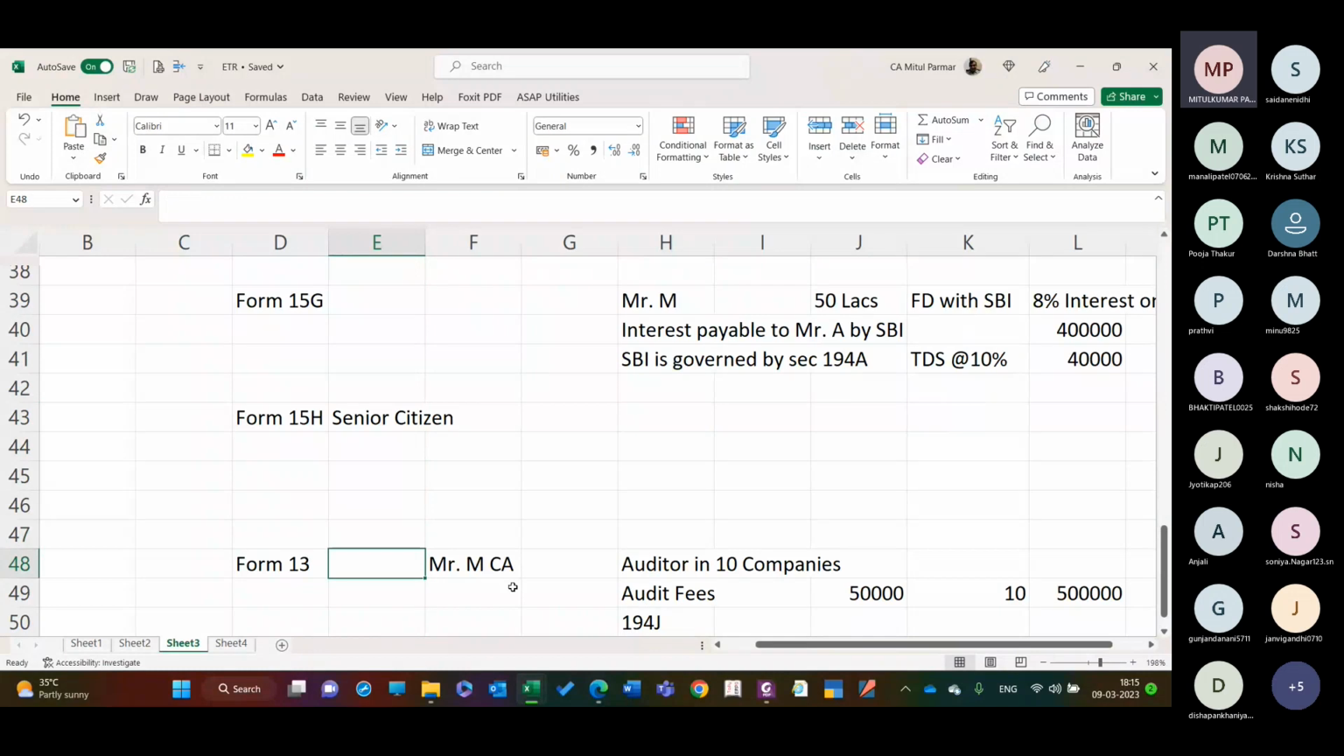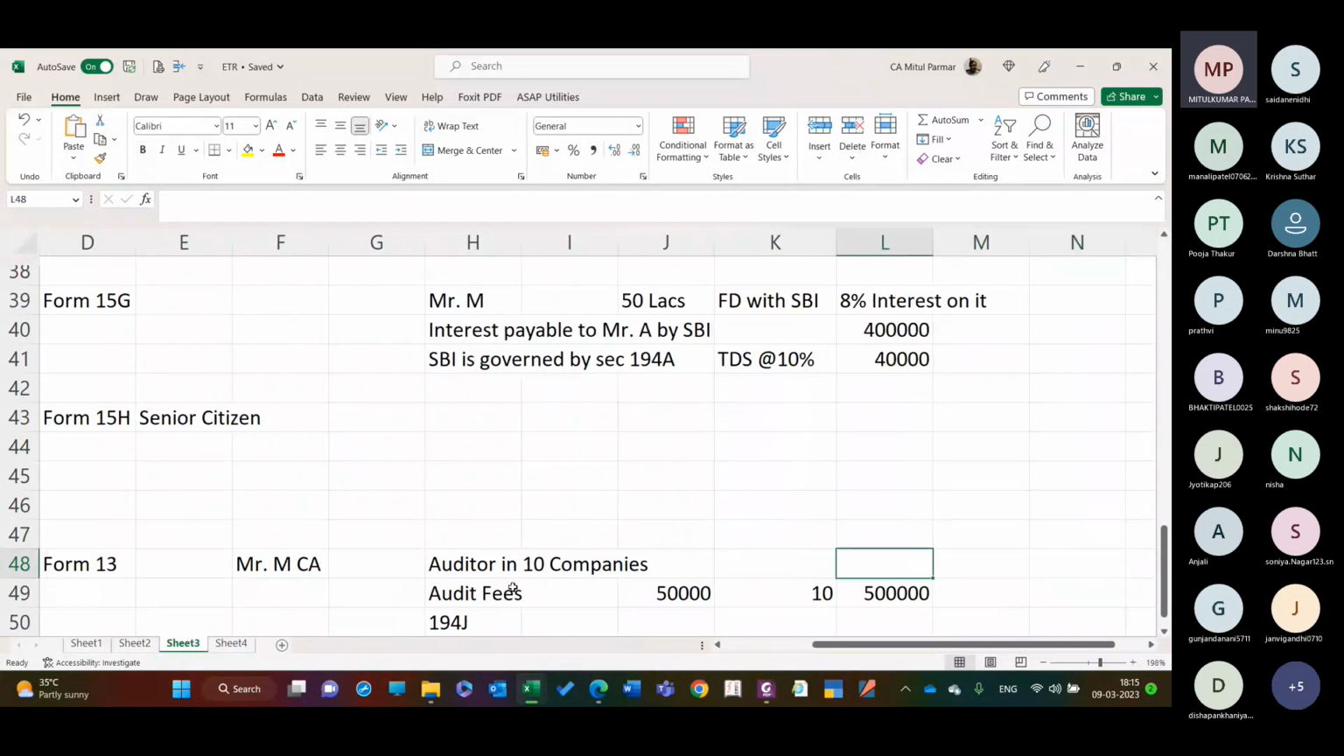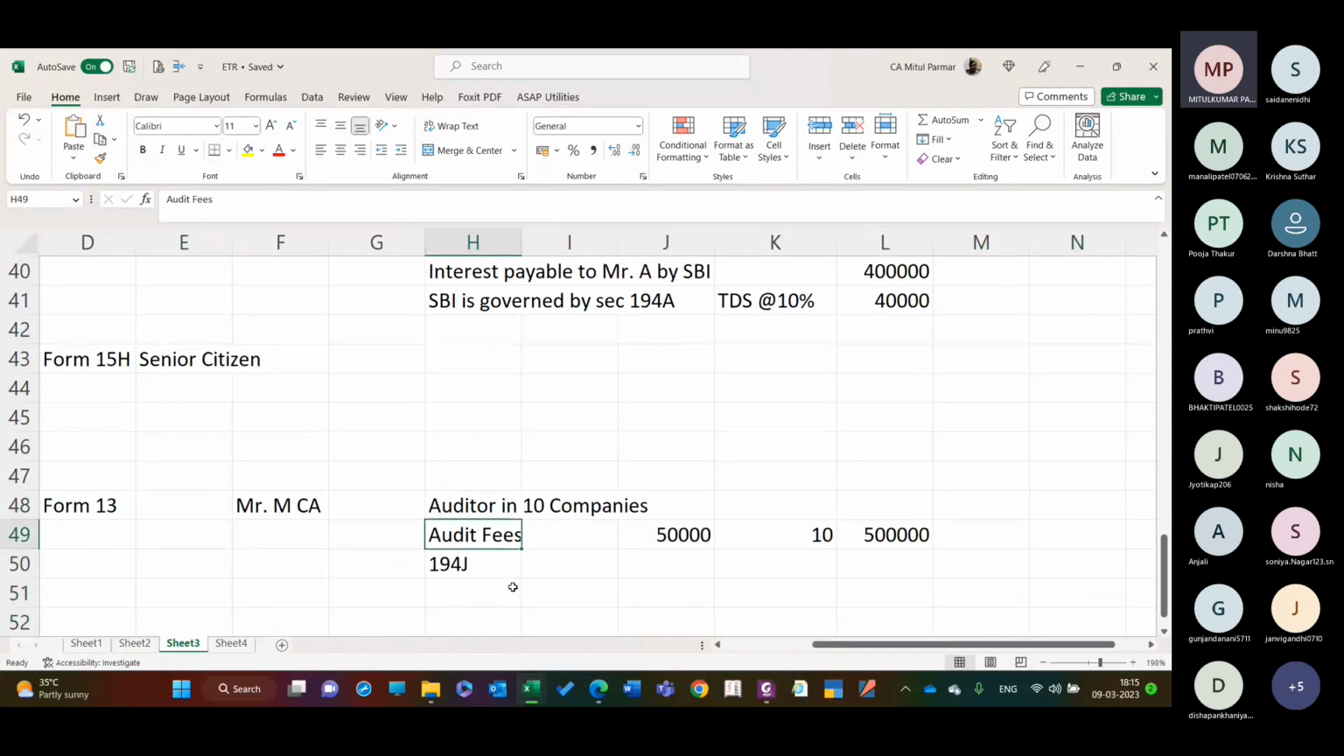I think now it is clear. So again, I am telling you that we are discussing when form number 13 can be used by any person whose tax has been deducted. We take an example of Mr. M, who is a chartered accountant and an auditor in 10 companies. He is rendering the auditing services to these 10 companies, and he is charging fees of rupees 50,000 from all the 10 companies. So the gross receipts for Mr. M in a particular financial year is rupees 5 lakhs.